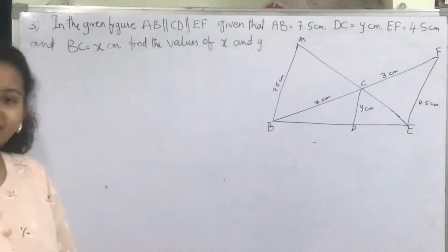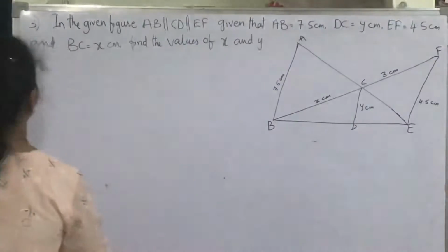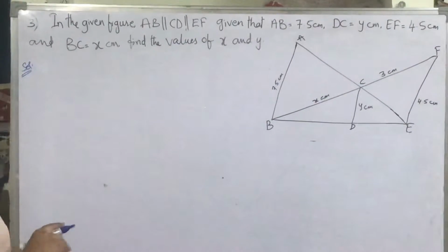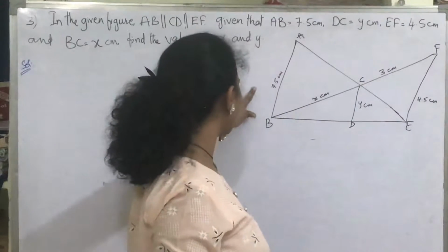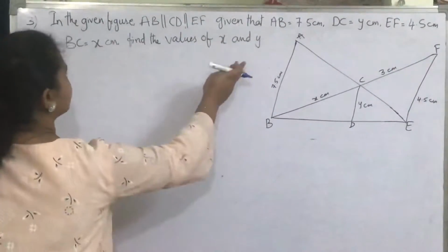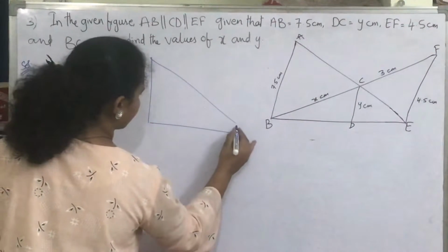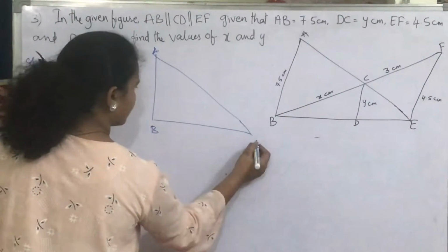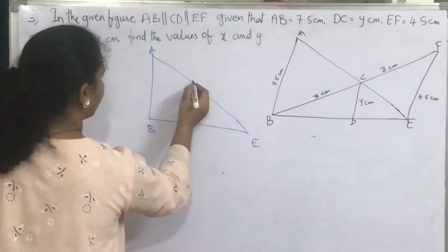Here they asked to find the value of x and y. So first, to find the value of x and y, let's solve the given problem. Now consider this triangle ABE. Okay, consider triangle ABE. So let us draw the triangle ABE over here.